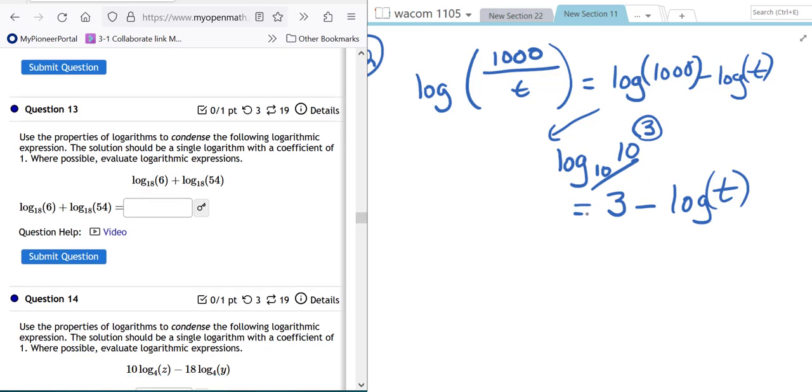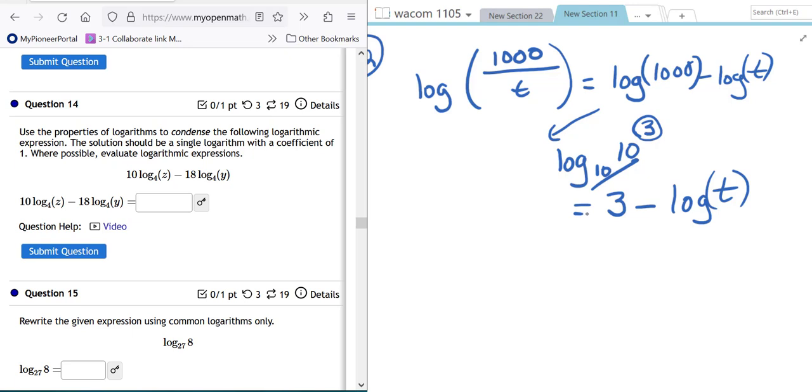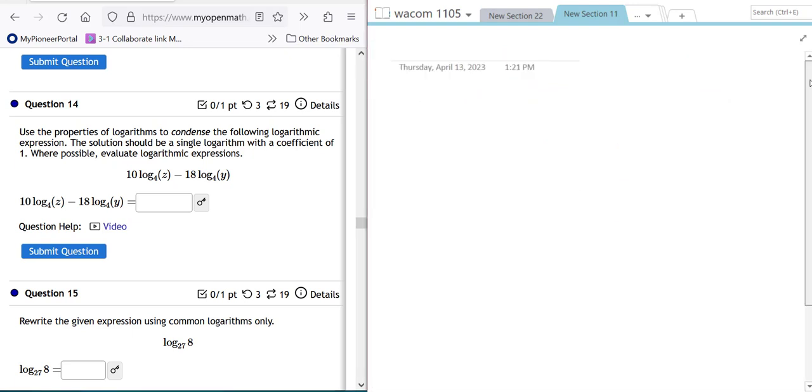And next I have 14. This one is a condensing problem. So you're going to put them back together. And this one is also a difference, so it will go back to a quotient.